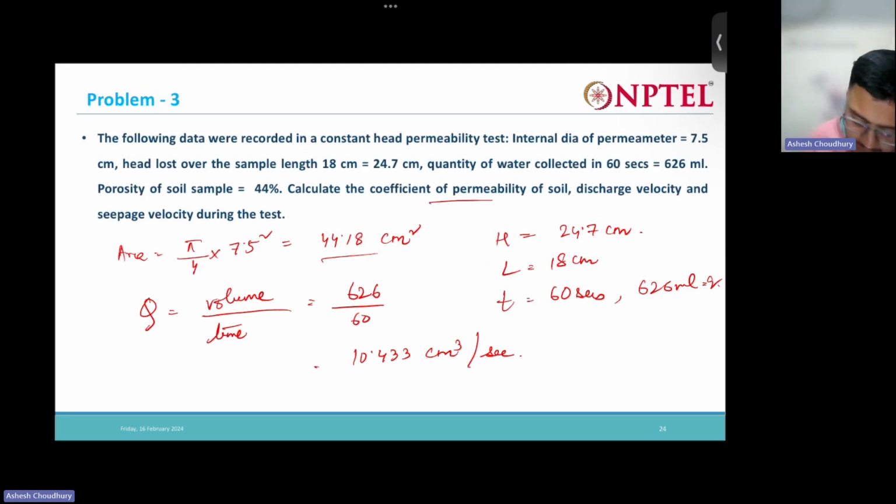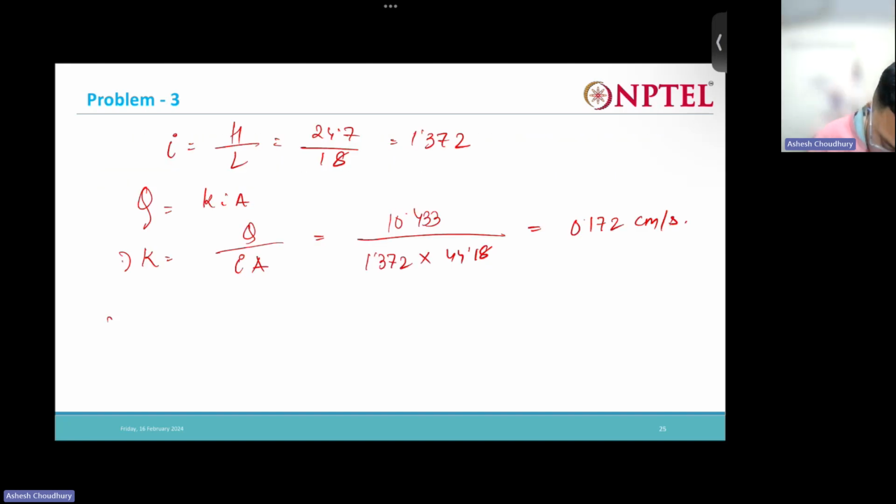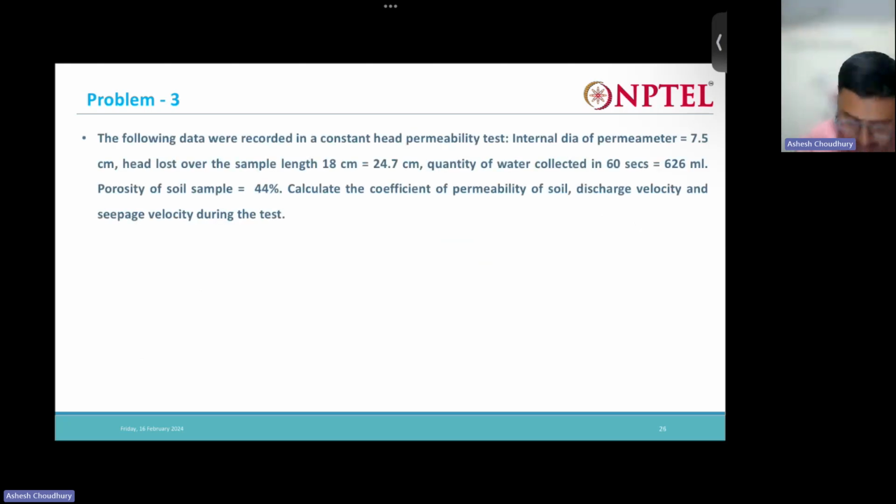Next is the discharge velocity. What is discharge velocity? V is from Darcy's law. V is equal to KI. So 0.172 into 1.372 will come out as 0.236 centimeter per second.